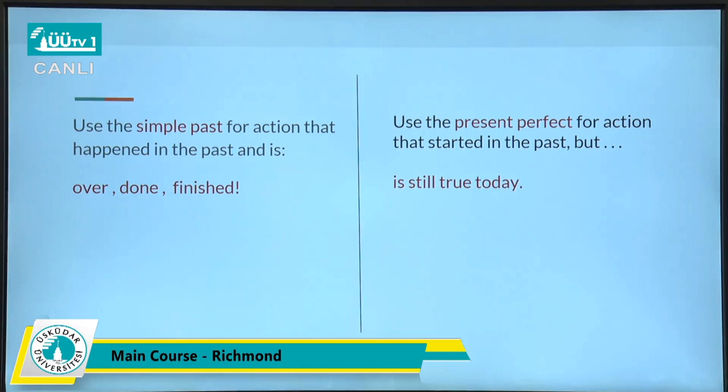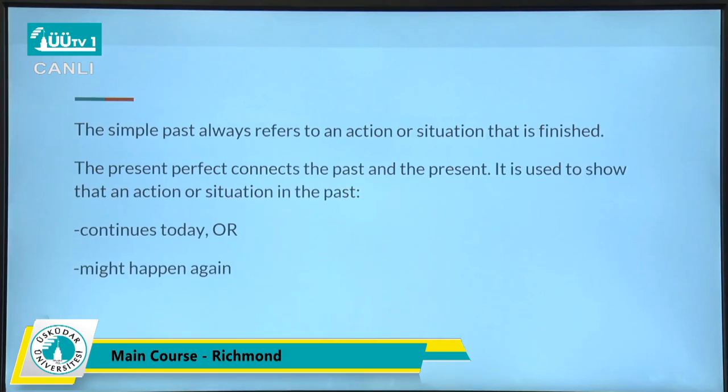But when it comes to present perfect tense, we use it for the actions that started in the past but is still true today. In what sense, we will talk about it more in a second. So, present perfect tense connects past with present. For example, it is used to show that an action or situation in the past continues today or might happen again.